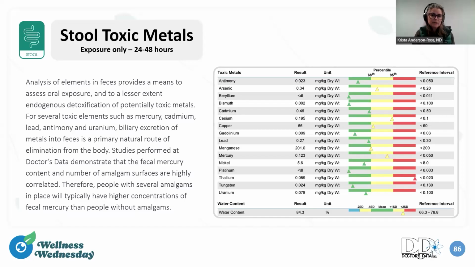Stool metals are primarily reflecting ingested metals from food, water, supplements, and environmental exposures, and to a lesser degree, what's being eliminated through biliary excretion, which is a major detox route for mercury, cadmium, lead, antimony, and uranium. Studies performed at Doctors Data have shown a strong correlation between fecal mercury levels and the number of dental amalgams. So patients with several amalgams will often show higher fecal mercury than those without.